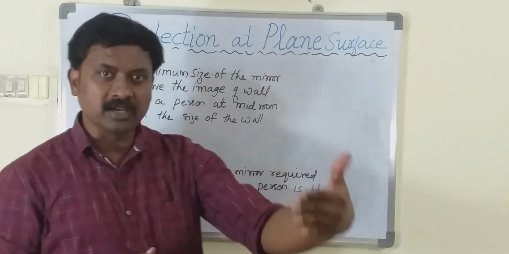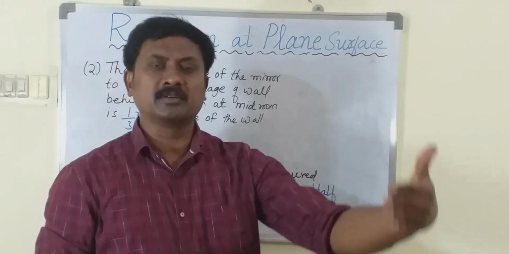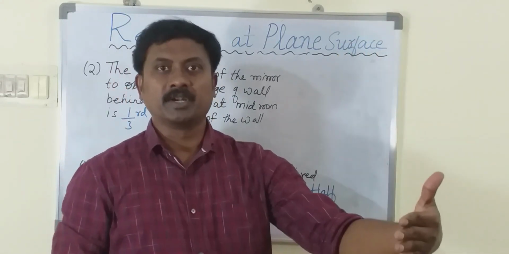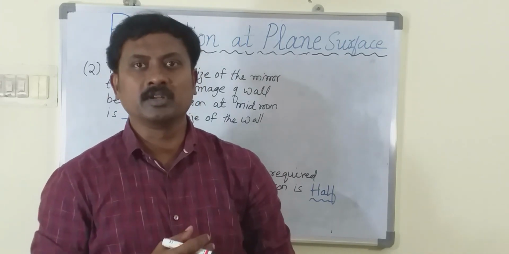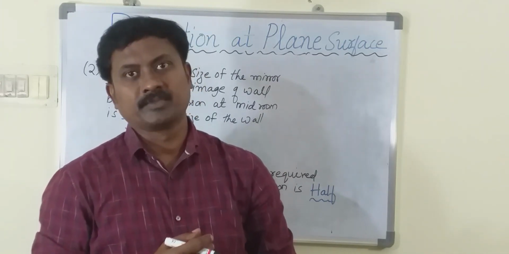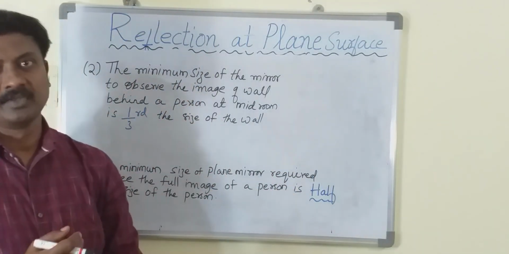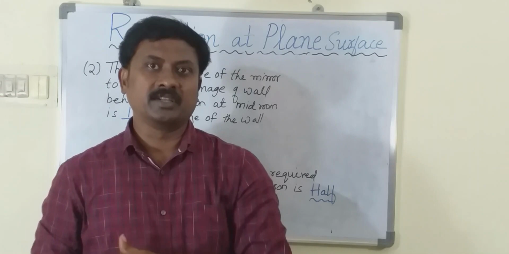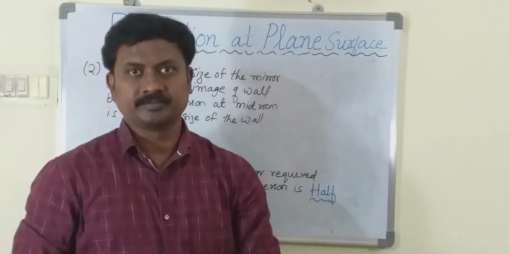So the minimum size of the mirror depends upon the size of the wall which is behind you. Suppose the size of the wall is 9 feet, then the minimum size of the mirror is 1/3, that is 3 feet. If it is 6 feet, then the minimum size of the mirror which is required is 2 feet.